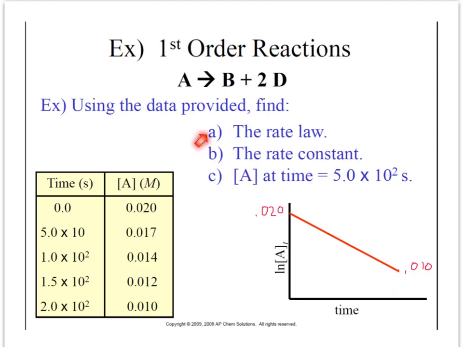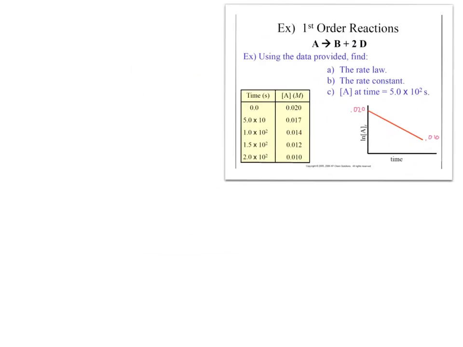Okay, I'm going to answer 3 different questions here. So we're going to find the rate law, we're going to find the rate constant, and we're going to find the concentration of A at time 5.0 times 10 to the second seconds. So that would be 500 seconds. Let's shrink this down so we can do the first one.